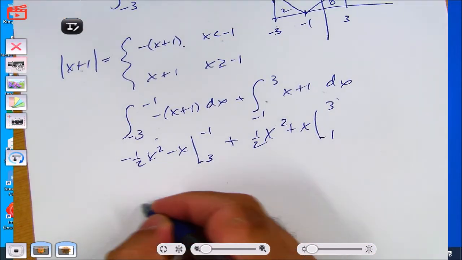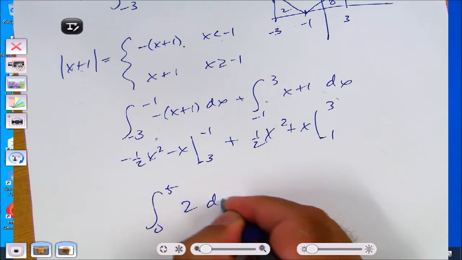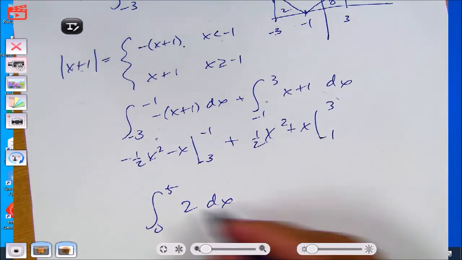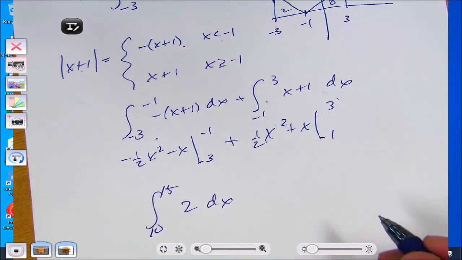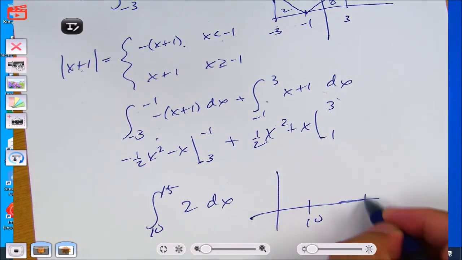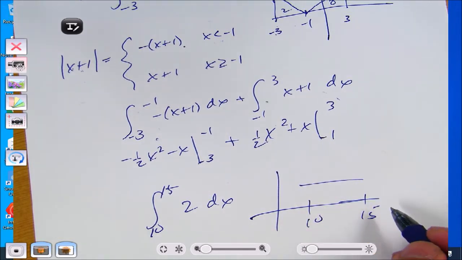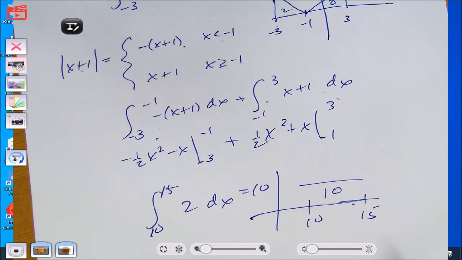Like, if I were asked what is the integral from 0 to 5 of 2, that's easier to just graph. Or let's say 10 to 15 rather. That's easier to just graph, right? Start at 10 to 15. It's a height of 2. 2 times 5 is 10. That's 10. Graphing is easier sometimes.